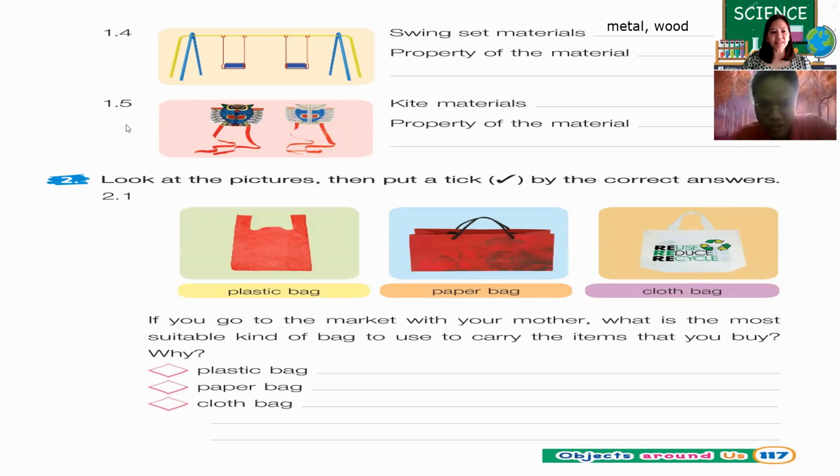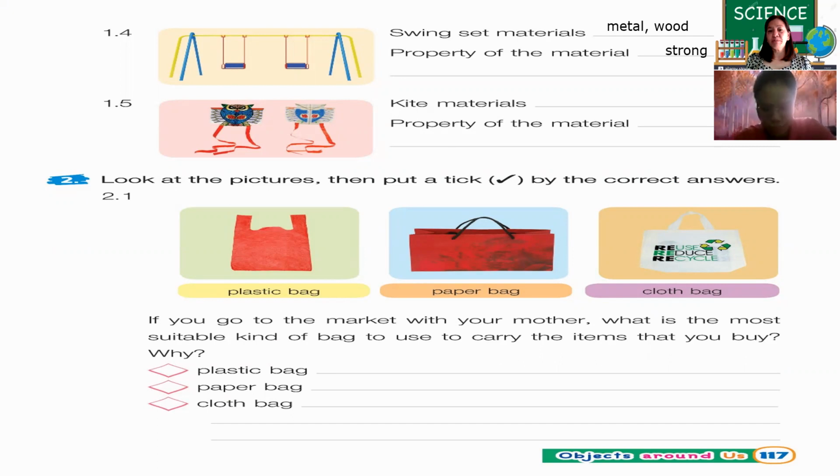Okay, last number 5. Kite materials. What is a kite made of? Wow, a lot of materials, I think, teacher. Yes, more than one material. So first we have paper. Then how can you make the body or the skeleton of the kite? We need bamboo stick or wood, bamboo stick.